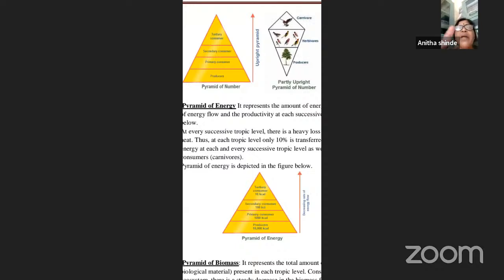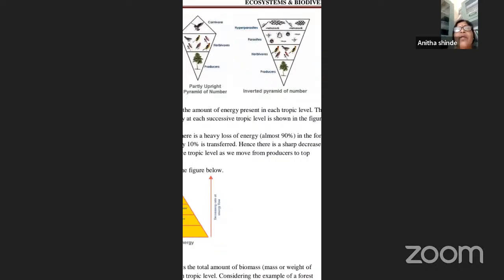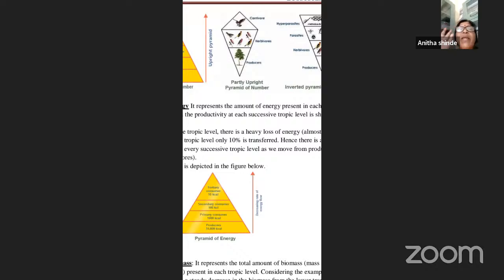So this is called pyramid of number. If you say upright pyramid, it is like this. So partly upright pyramid of number. This is inverted pyramid of number. So basically the pyramid of number will be like this.